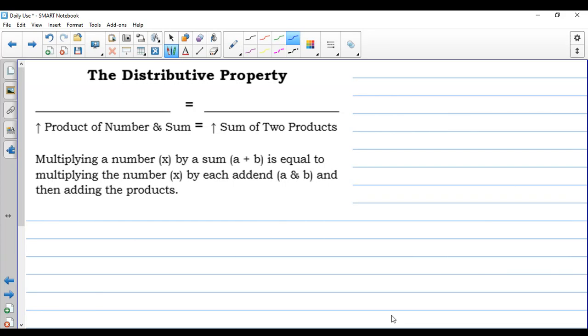Today, we're going to talk a little bit about the distributive property and use it to rewrite two expressions using the greatest common factor and other factors of two numbers.